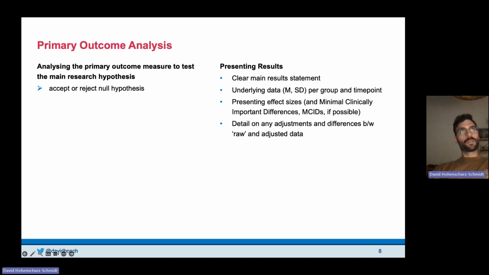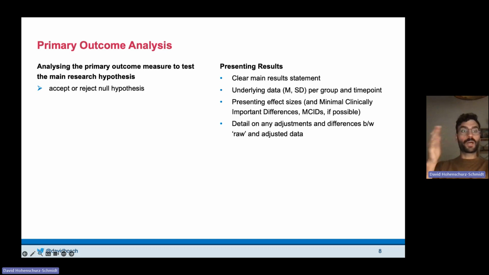When reading the presentation of primary outcome analyses, this is really what you should be looking out for. You want a clear statement of the main result. Osteopathy does or does not statistically significantly improve back pain compared to physiotherapy. Clear statement, no wiggle room, really. Using words like beneficial or maybe have nothing to do in main outcome result statements.